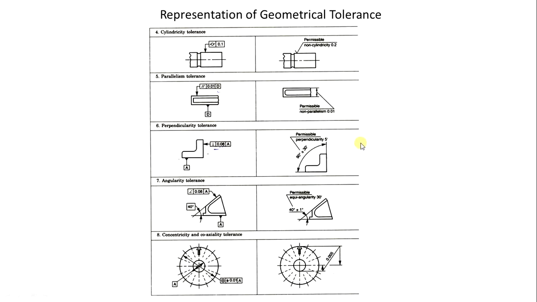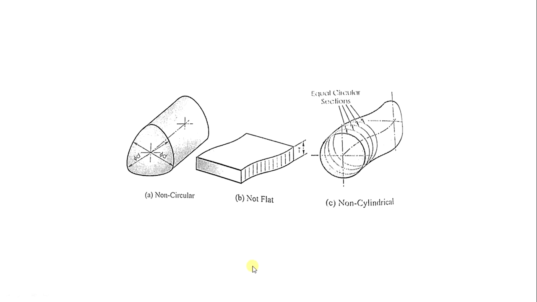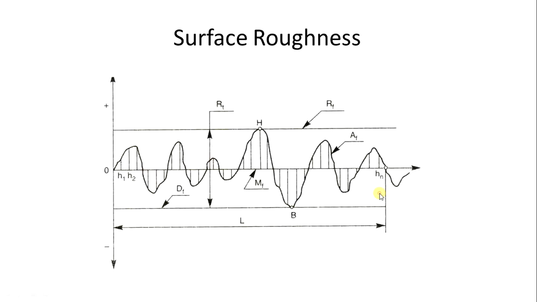Then we have geometrical tolerance with respect to this. The following will be good examples related to angularity, perpendicularity, parallelism, likewise. For non-circular, non-flat and non-cylindrical components, we indicate non-circular, which says that the radial distance is off; non-flat, meaning the parallel lines are not flat; and non-straight, meaning the axis will not be perfectly straight.